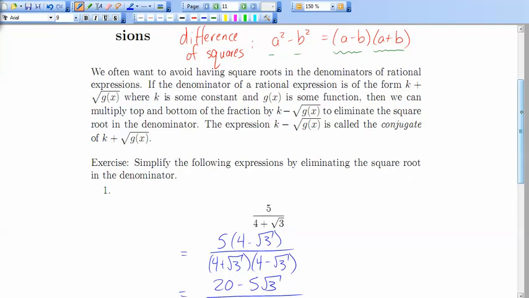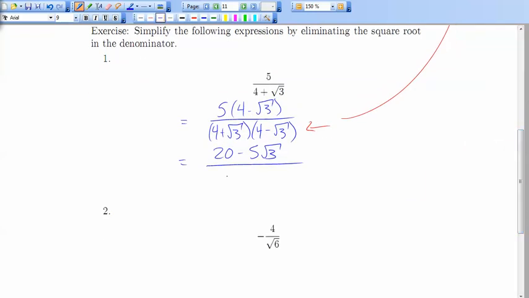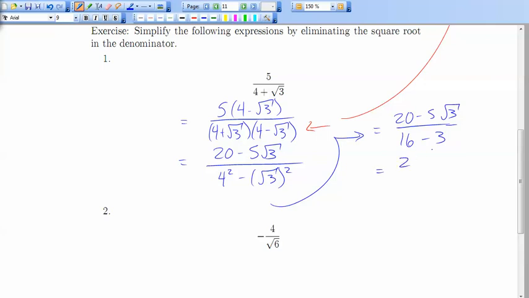I have a 4 plus root 3 times a 4 minus root 3. That perfectly fits that structure right there. So we can rewrite it as 4 squared minus root 3 squared. And that allows us to get rid of the square root. So we've got 16 minus 3. So that denominator simplifies to simply 13.